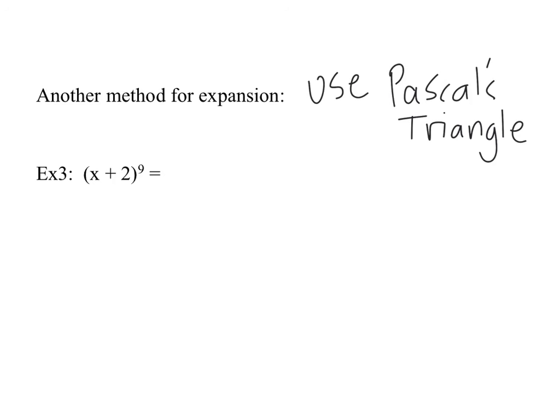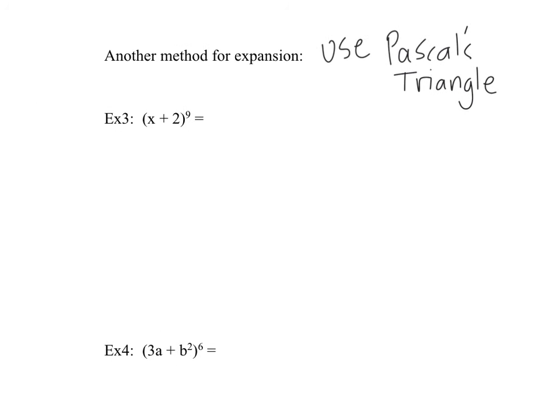And the way we're going to do that is we're going to create really the same pattern we notice, where the exponents on our first term start high and descend, and the exponents on our second term start at 0 and ascend. And then we're going to multiply those together, and then multiply each term by its related row in Pascal's triangle. So for this one, we're going to end up with 10 terms.